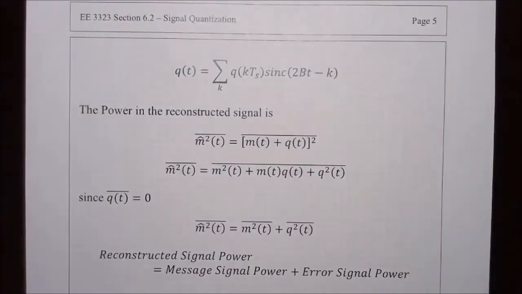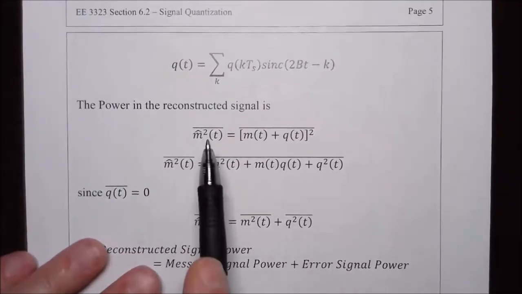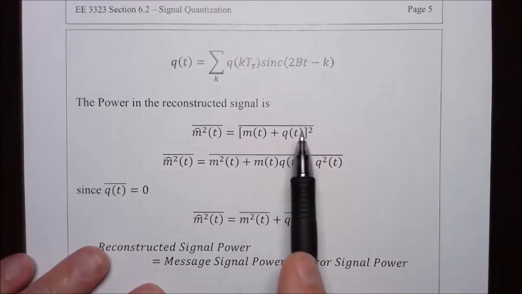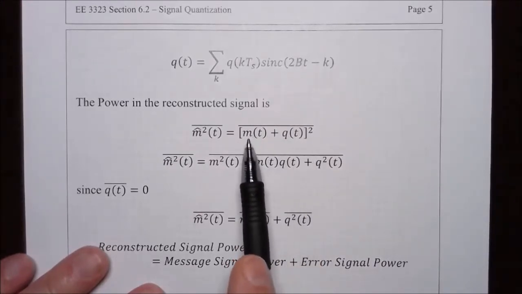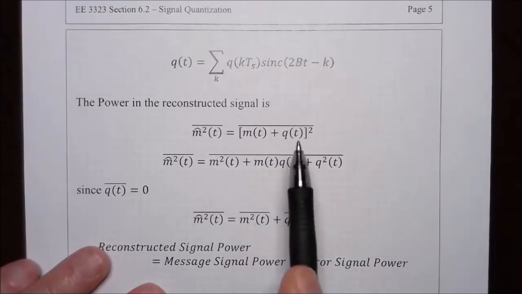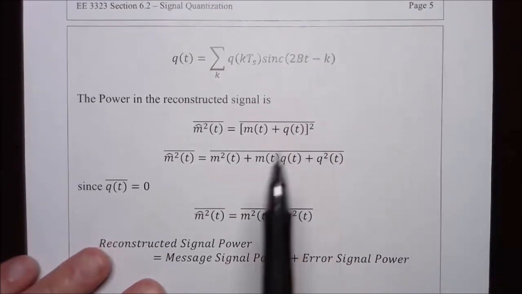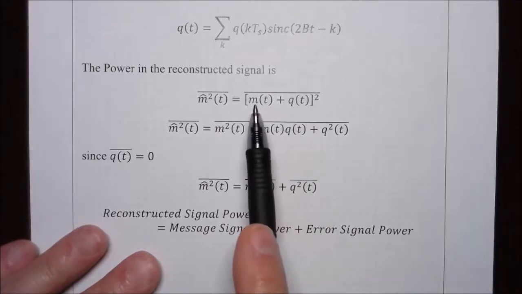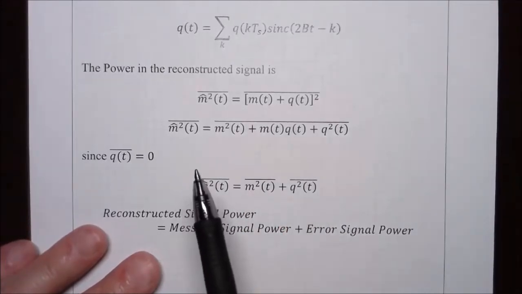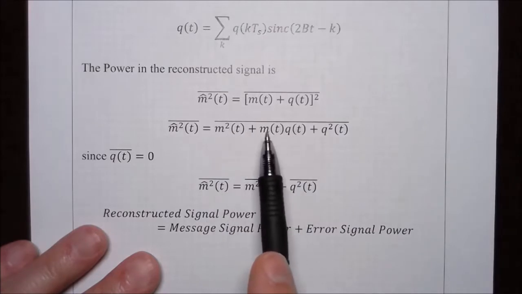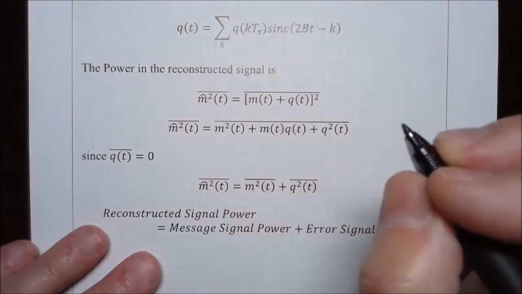And so what that leads us to is that the power in the reconstructed signal is equal to the signal squared and time averaged. The signal is the ideal signal plus the error signal, and then we square that and take the time average. When we square the term in the square brackets, we get m squared plus the cross term. Actually, there should be a 2 in there.